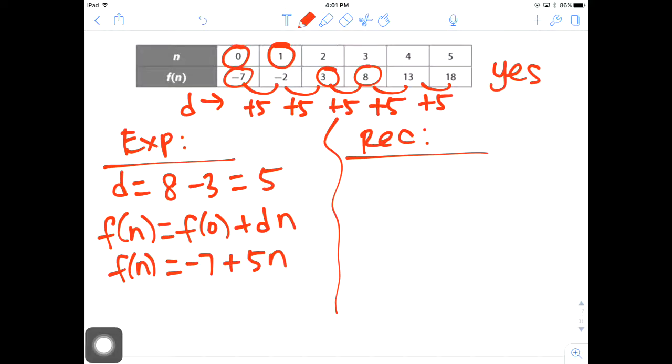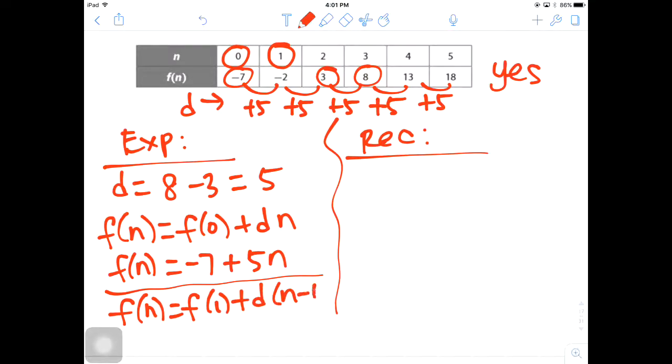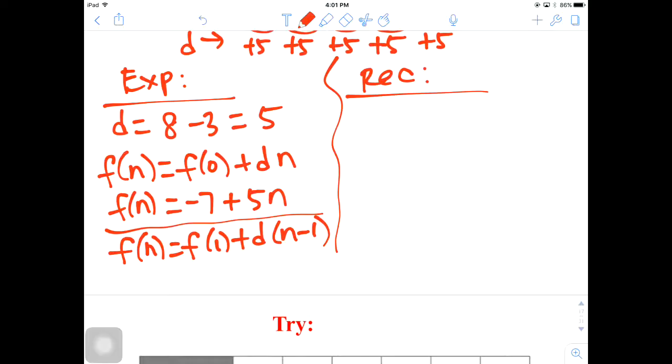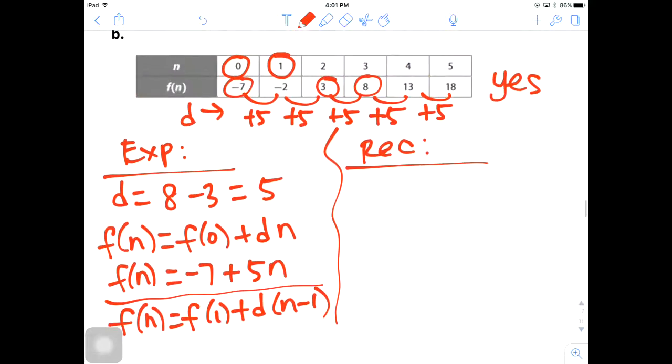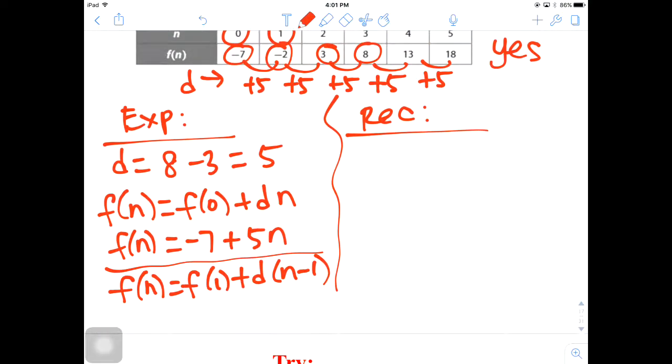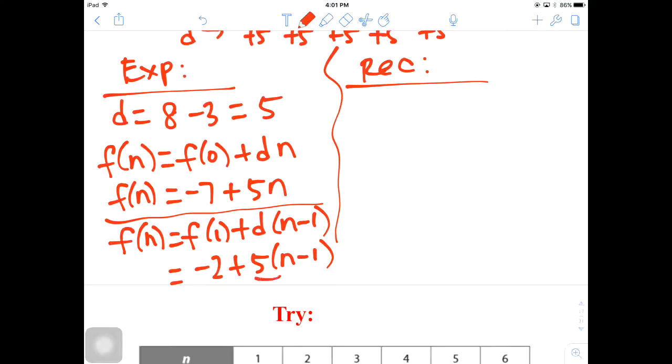And then if you use the second formula, f of n equals f of 1 plus common difference times n minus 1, it will be the same. If we use f of 1, then we're going to start with -2, right? So -2 plus the common difference, 5, times n minus 1. Just distributing the 5 will give me plus 5n minus 5.